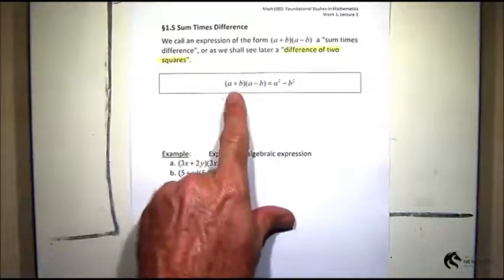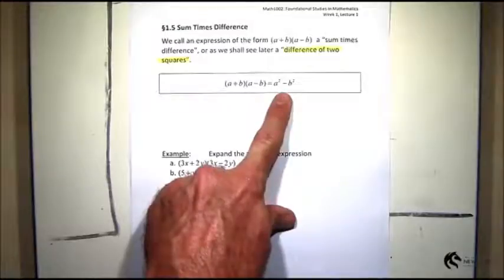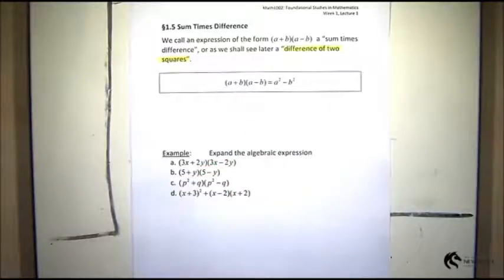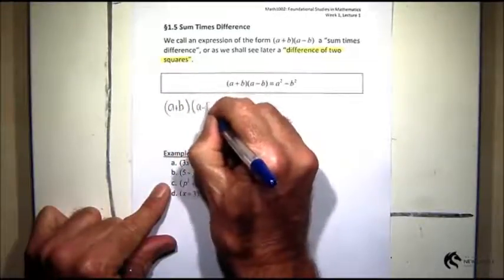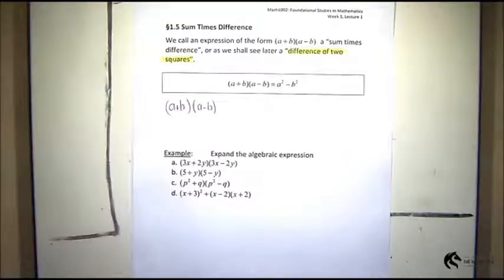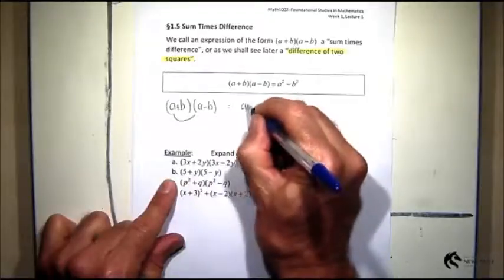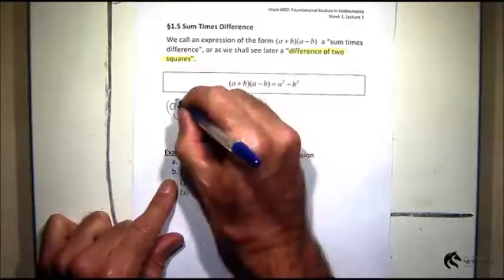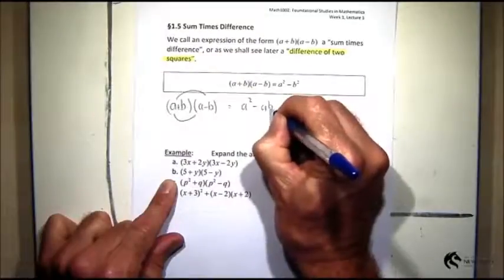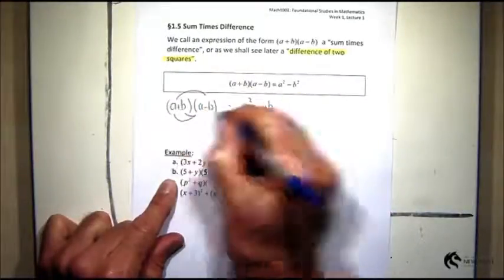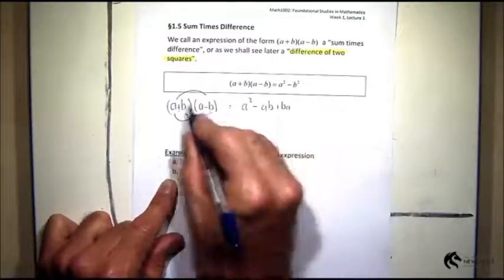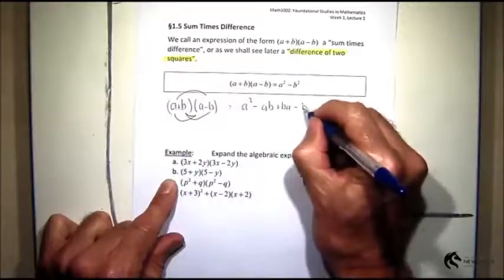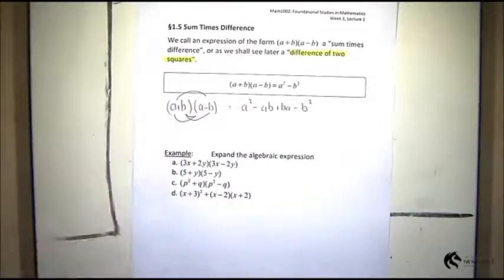So let's do our binomial expansion and see that we do in fact get a squared minus b squared. Here we go. A plus b times a minus b. It's a binomial product, so we'll use our FOIL algorithm. First is a squared. Outside is minus ab. Inside plus ba. And last is plus b times minus b, which gives me minus b squared. So there's my FOIL.